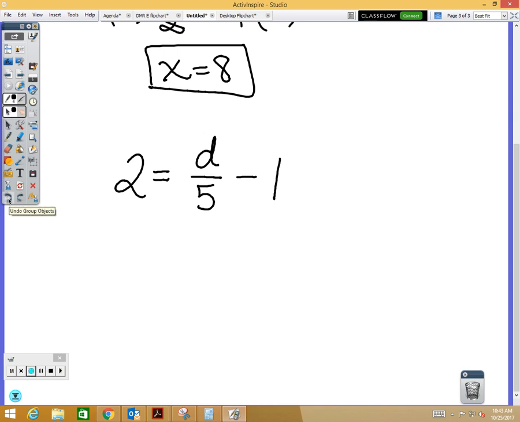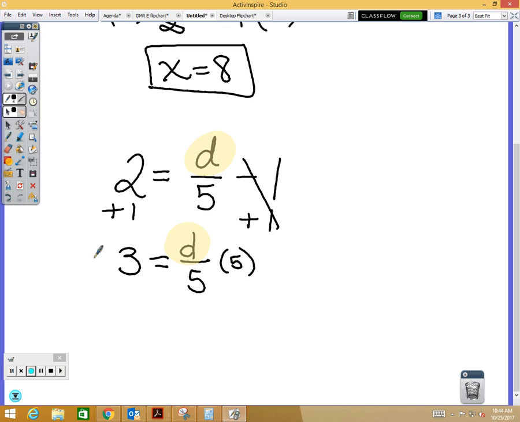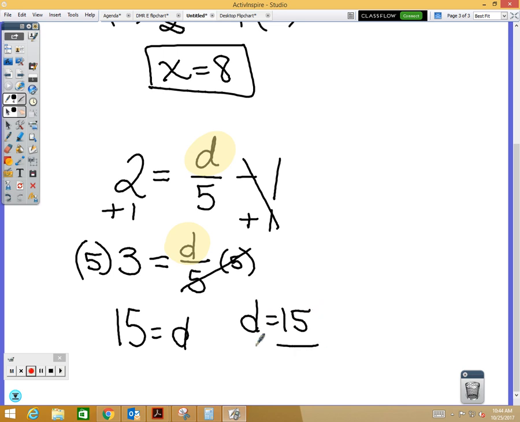All right. So what is our first step going to be when we need this d by itself? Add the 1. We want to get rid of this minus 1, so I'm going to add the 1. And that gives me 3. And then over here, my minus 1 and plus 1 cancel, leaving me with d over 5. So again, I want this d by itself. How am I going to get rid of the 5? Multiplying by 5. So 5 times 3 is 15, and we have over here our 5's canceled, so our d is by itself. You're welcome to leave your answer written 15 equals d, or if you feel better about writing d equals 15, then that's okay too, okay?